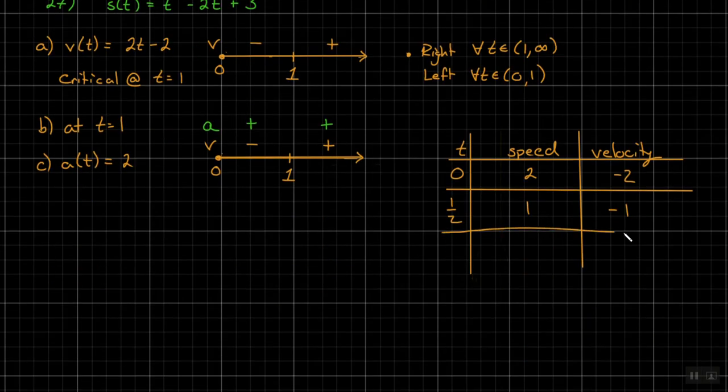Give me one more value. I guess we can do, let's try 1. At 1, what is my velocity if I plug it into this lovely function? Everybody agree it's 0? And my speed is 0.